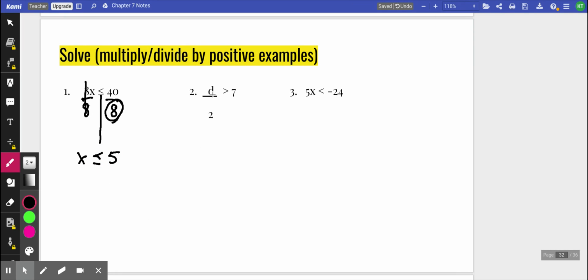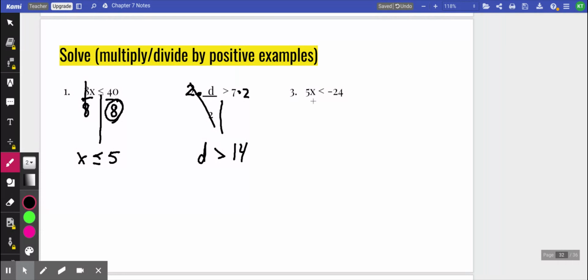Okay. Number 2, d divided by 2 is greater than 7. So the opposite of division is multiplication, right? And you think about it, something divided by 2 is 7. So that cancels there. We're left with d. Since I times by positive 2, my sign stays the same, and this becomes 14.